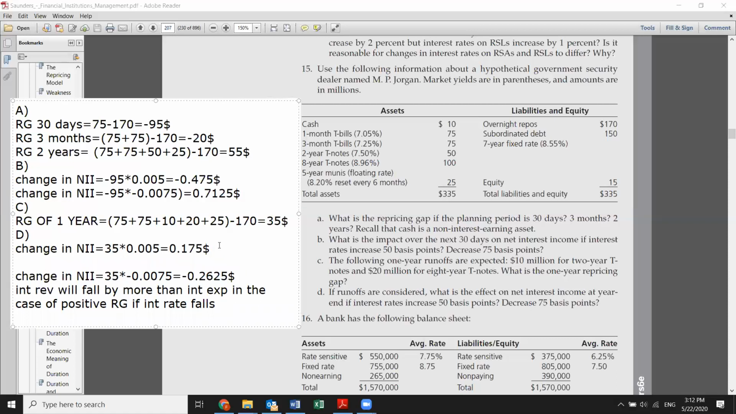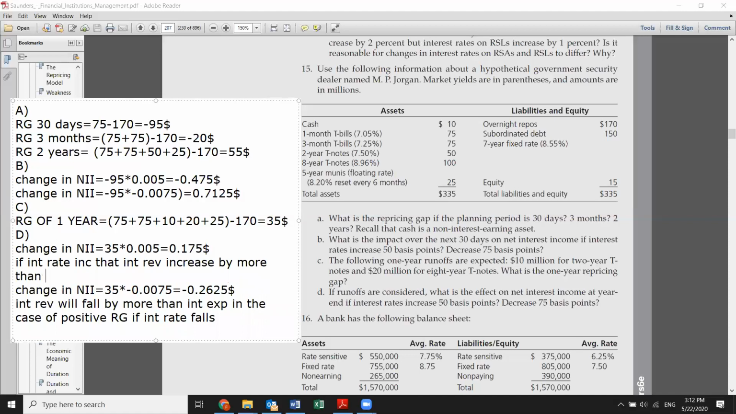But if interest rate increases, that means interest revenue increases by more than interest expense in the case of positive repricing gap.